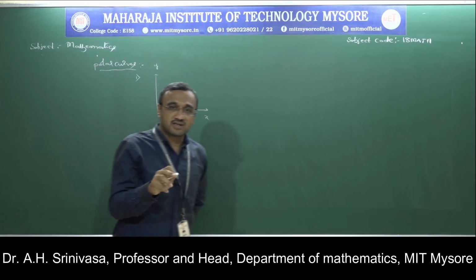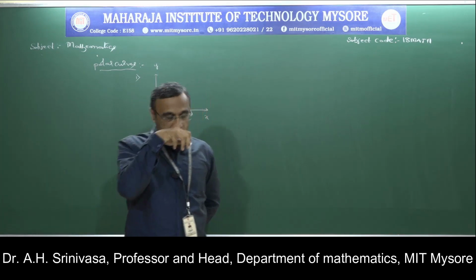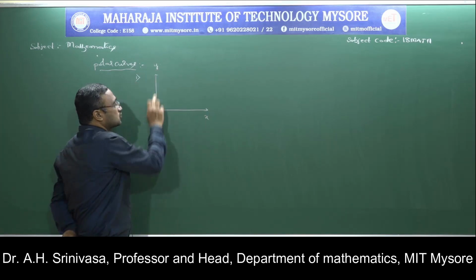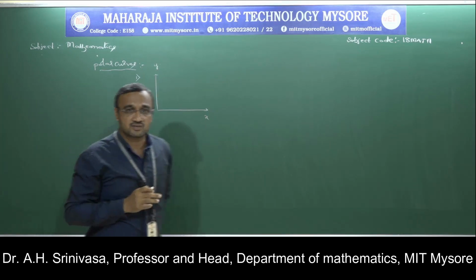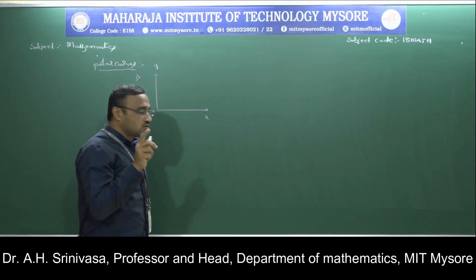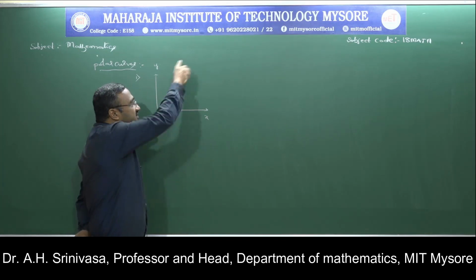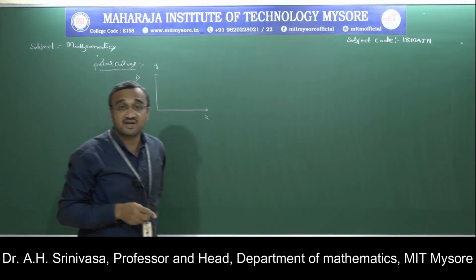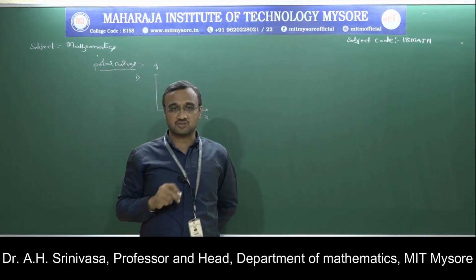Here we find the distance only in the x and y direction, only 2 directions. Suppose I want the entire 360 degree direction path, in that case we can use polar curves.